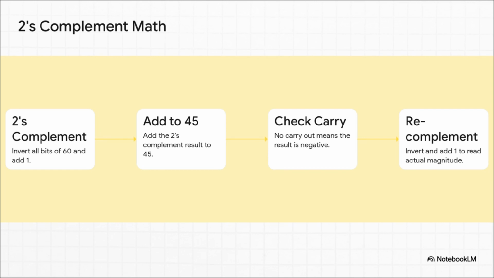First, find the 2's complement of the larger number, 60, by inverting all its bits and adding 1. Then, you just add that result directly to our binary 45. Now pay close attention to step 3. When you add them, you'll notice there is no carry out of the most significant bit. The absence of that carry bit is the system's way of screaming at you that the answer is negative. To actually read the true magnitude of that negative number, you move to step 4. You recomplement the result. Flip the bits, add 1 again, and boom, you're looking at binary 15, confirming our answer is -15. Pretty clever, right?